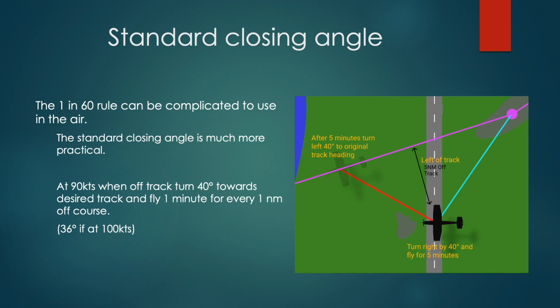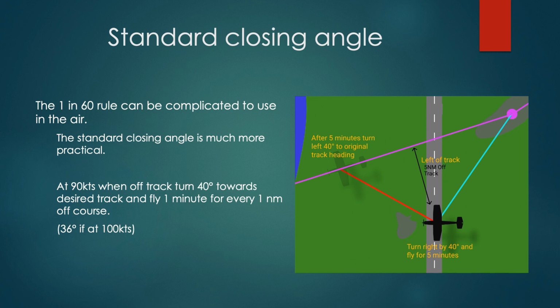And as you can see, the 1 in 60 rule is quite tricky to do. It's a lot of calculations in the head. It makes it quite tricky. It can be done, but generally it's much harder than this next method, which we're going to look at, known as the standard closing angle. So the standard closing angle works on a constant depending on a speed. So depending on how fast we're flying will change the standard closing angle. So for a 90 knots aircraft, the figure is 40 degrees. As we go faster and faster, that angle reduces. So for 100 knots, that angle is 36 degrees. We just need to remember that figure for the standard closing angle.